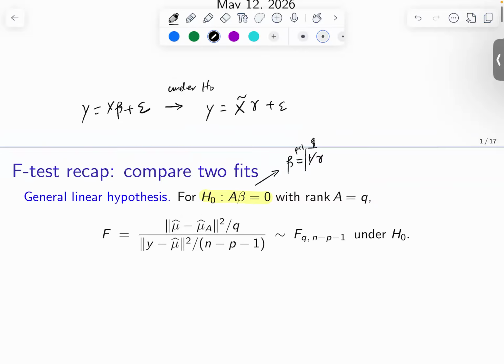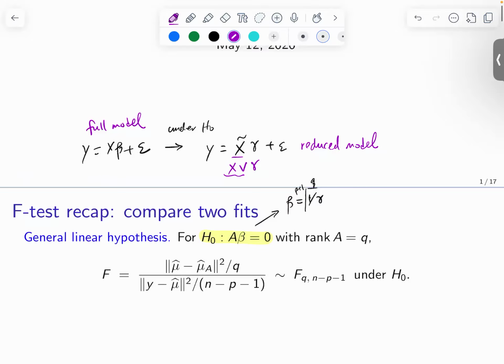And so this really would be x v gamma, which then you call xv. So you plug in v gamma in there. And so you'd get a reduced model in the sense that you have less freedom for the parameters in this so-called reduced model. You can call the original model the full model. And the idea of the test is that you fit both, and then you compare the fitted vectors, the vector of fitted values.